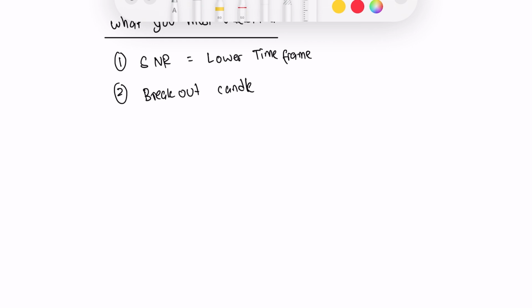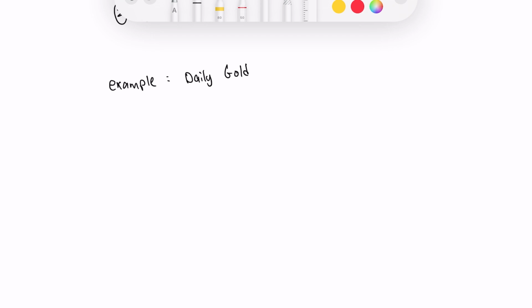So an example would be, let's say, daily gold. Okay. Daily gold is basically in an uptrend. Just an example. Okay, so daily gold basically from going down, it has made a new high. Okay, and then it goes down. It makes a new higher low. It goes all the way back up here. So it has broken the previous high.